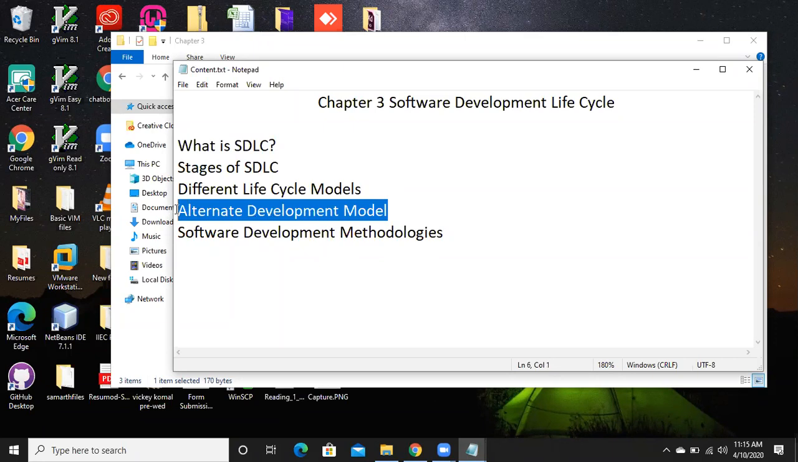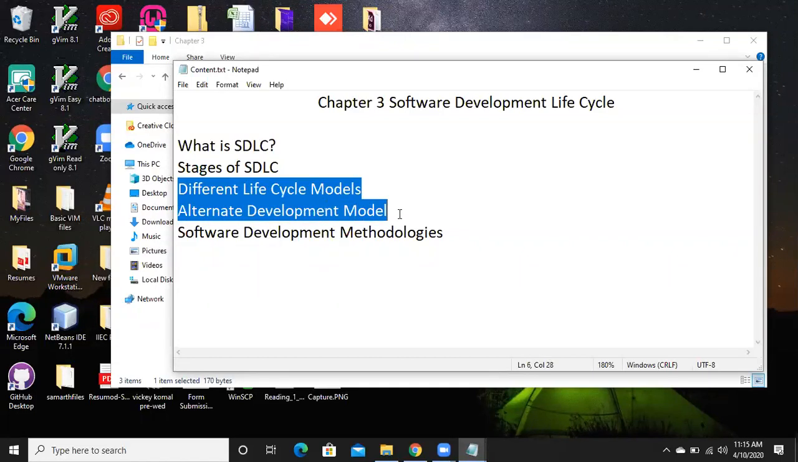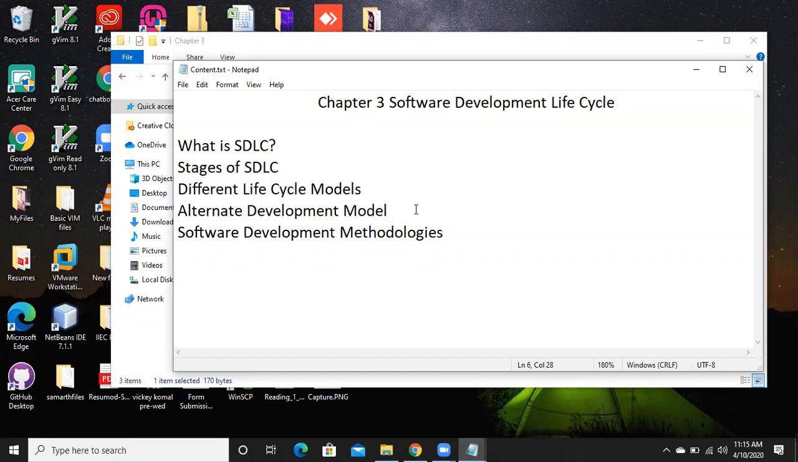There is another topic, like what are other alternate development models? What are the other alternate development models which we can prefer over these models, right? There are various different kinds of software development life cycle models which we have to consider in order to develop a particular system, right? Each model has its own pros and cons, or advantages and disadvantages. We will be discussing that in future.